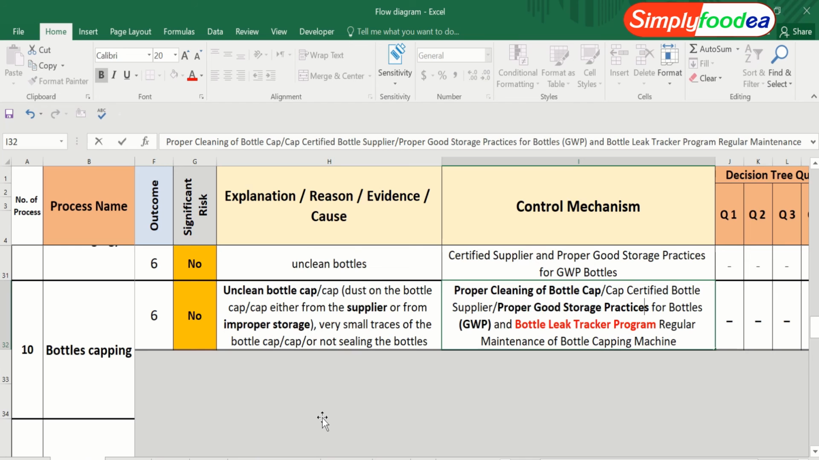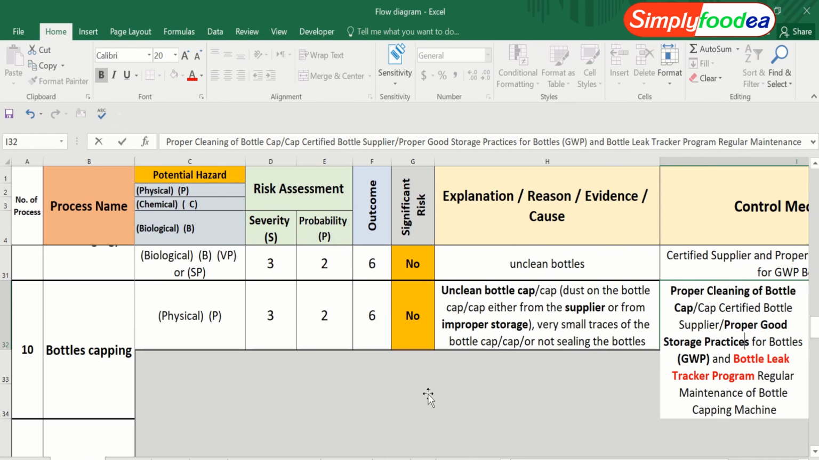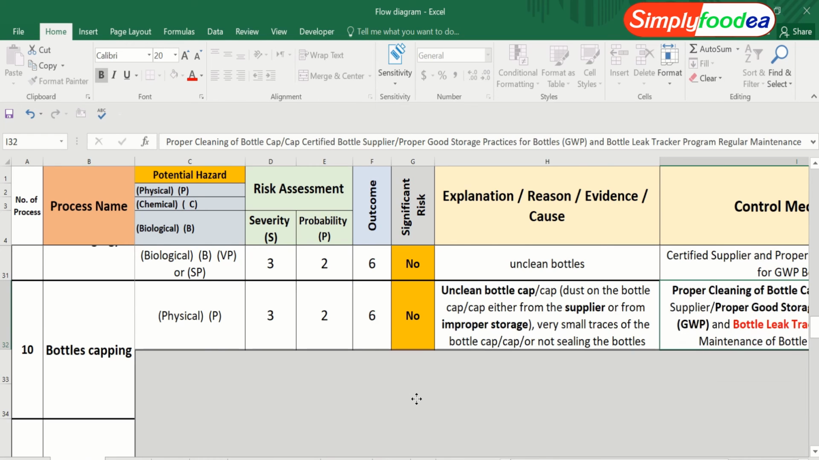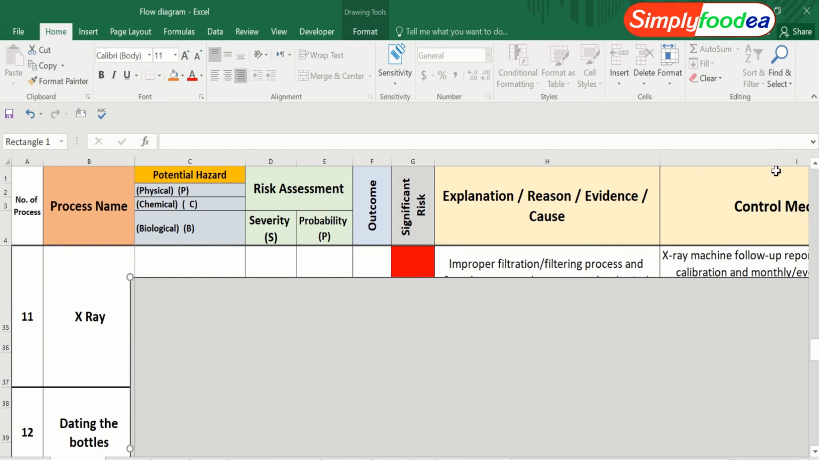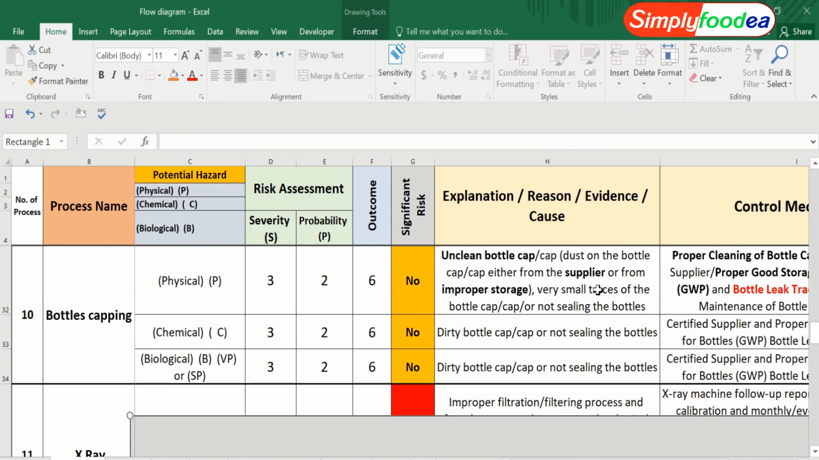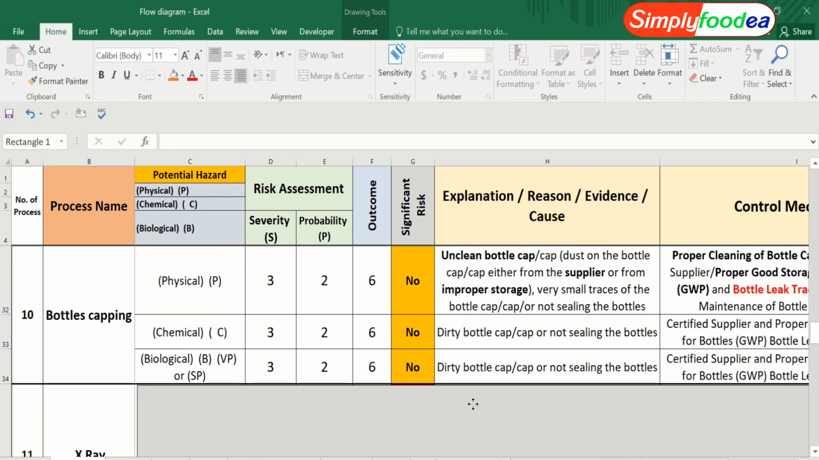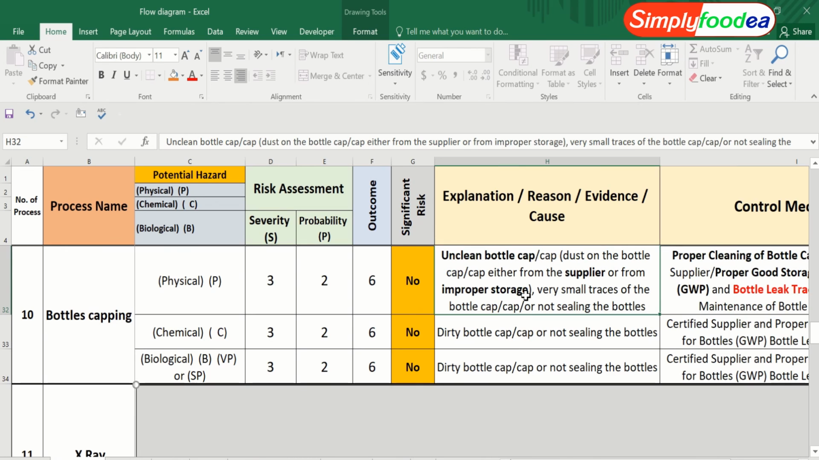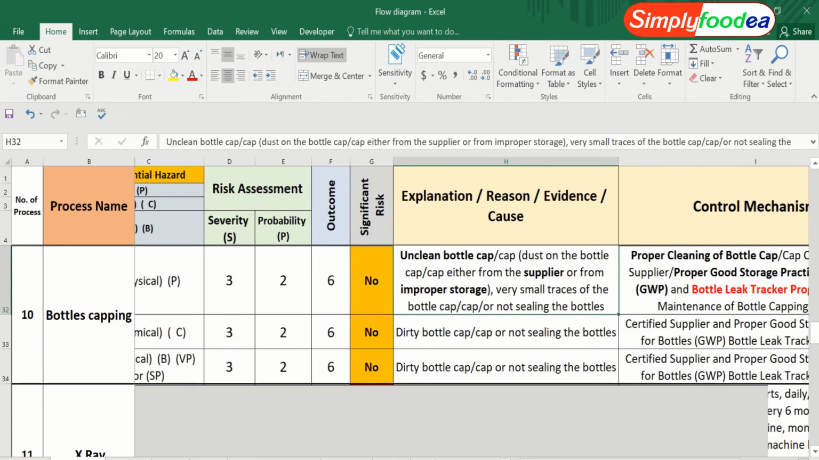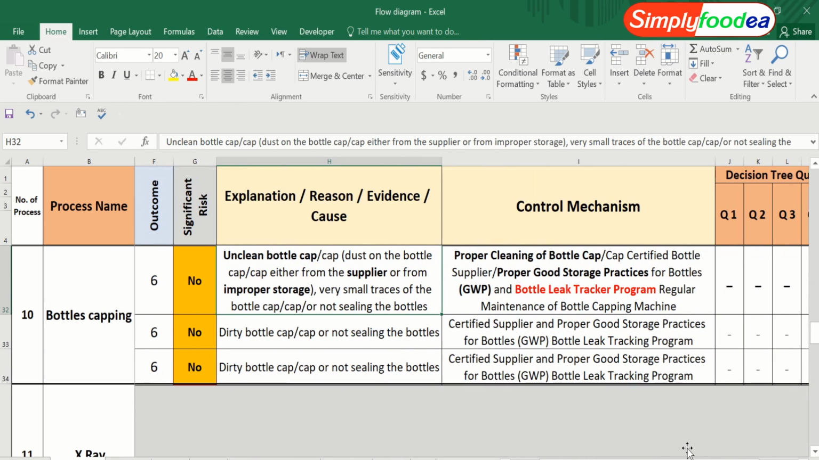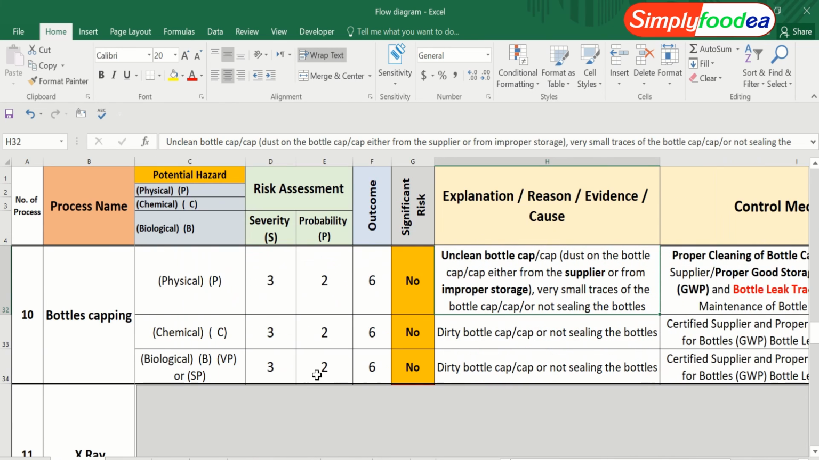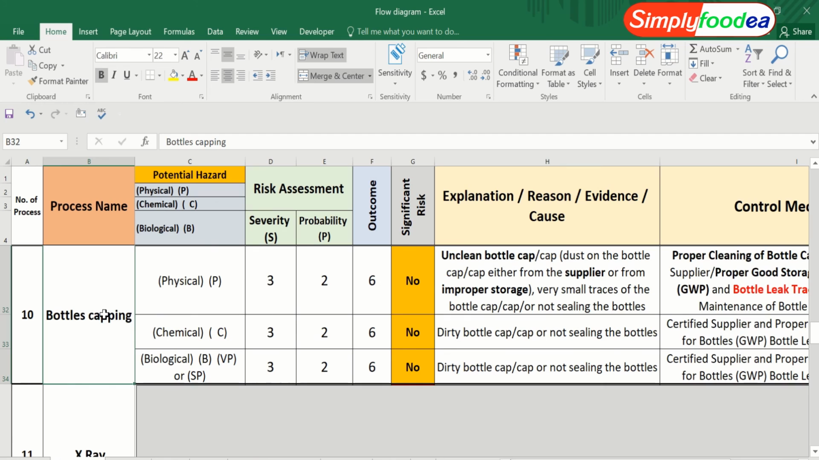So it's very, very important to do proper cleaning and proper maintenance of your primary packaging process. Here the biological hazard is also similar to the other hazards in the bottle capping or in the primary packaging processes, so take care of our primary packaging.